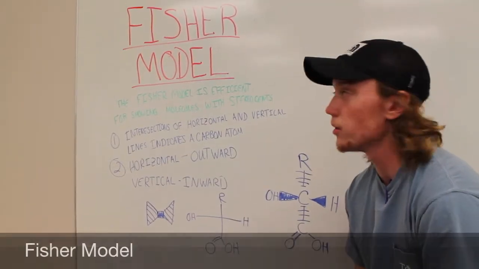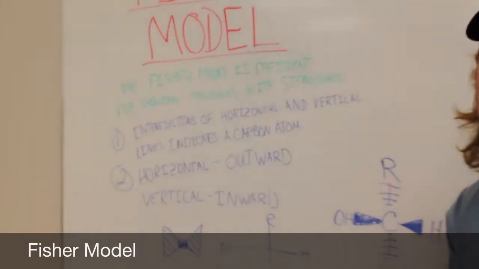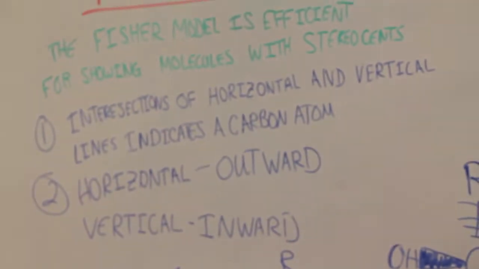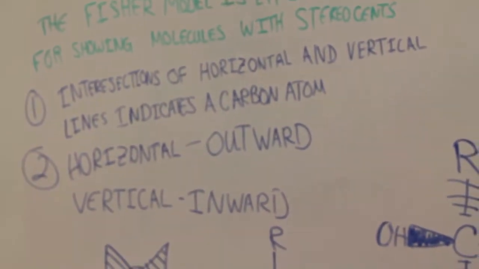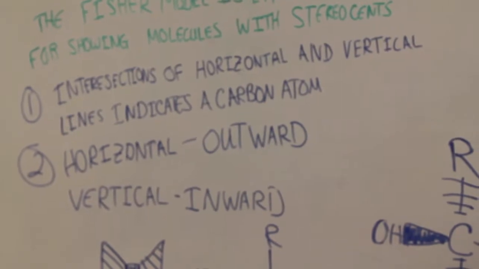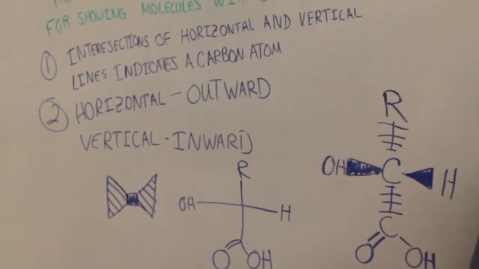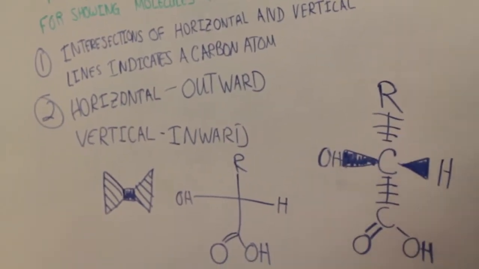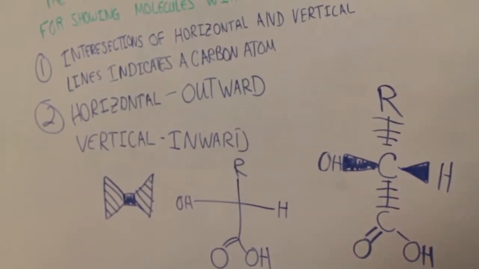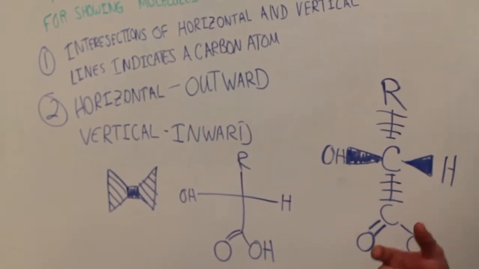Hello, today I'm going to be talking about the Fischer model. The Fischer model is real efficient for modeling molecules with stereocenters. First off, intersections of horizontal and vertical lines indicate a carbon atom. So as you can see here, this would be a carbon atom, like you can see in the molecule over here. Second thing to note is that horizontal lines indicate atoms pointing outward, and vertical lines indicate atoms pointing inward.